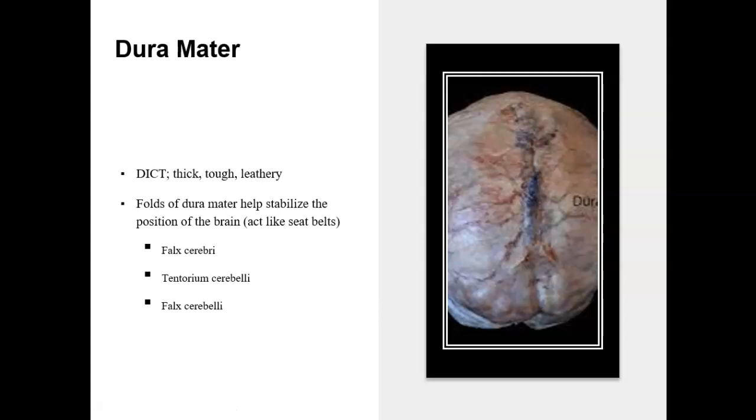So again, here is the dura mater. Now the dura mater is going to fold in on the brain on certain areas. So there's the falx cerebri, tentorium cerebelli, and falx cerebelli. So if we open up the skull, this is what it looks like. This is what you'll see. There's a tough layer covering the brain. This is called the dura mater.